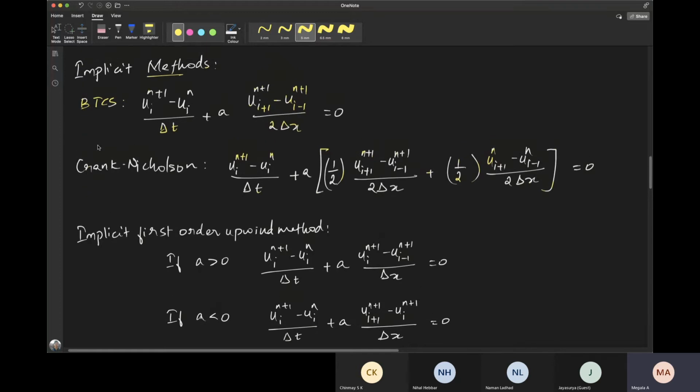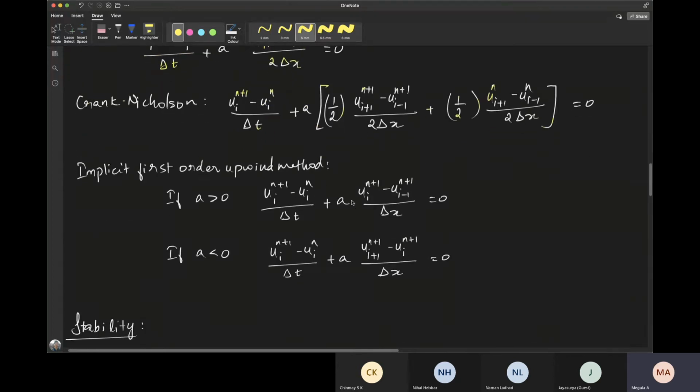Next is a first order implicit upwind method. So these are some central schemes, and now this is an upwind scheme. Here again, instead of evaluating these central in space quantities at time step n, we evaluate them at time step n plus 1. That way they become implicit upwind methods. So if a is greater than 0, we have BTBS, it's actually backward in time and backward in space, and if a is less than 0, this is backward in time and forward in space.